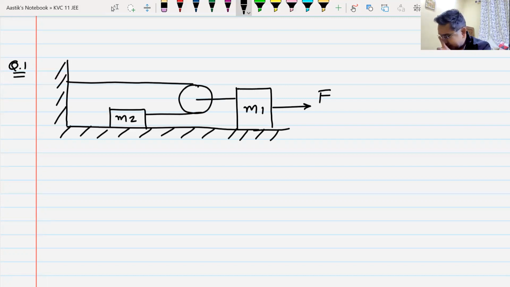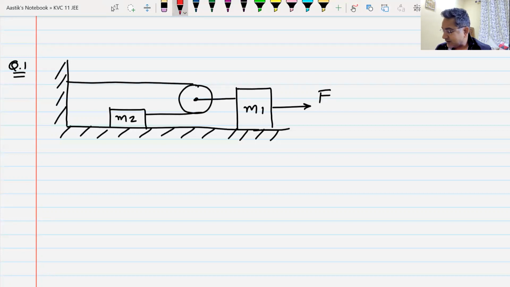So I've got this arrangement of two masses m1 and m2 and a force F is applied here. There's only one way in which this system can move. Where can this system move? There is no friction, so don't worry about the friction part. Where can this system move? Yes, my dear friends. Right side. Yes, it can only move right side.